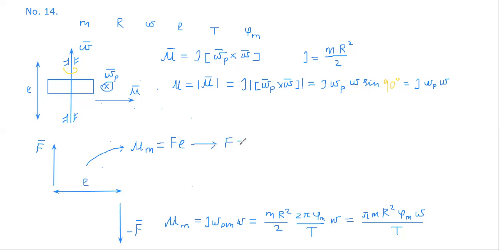And F is equal to M divided by L, and it is equal to p m r in second order, phi m omega divided by L T. Okay, do you have any questions?